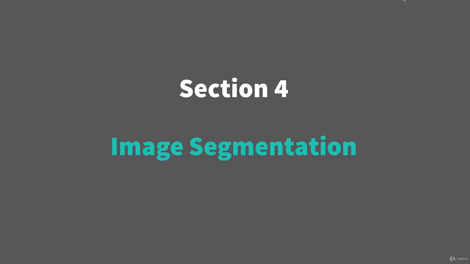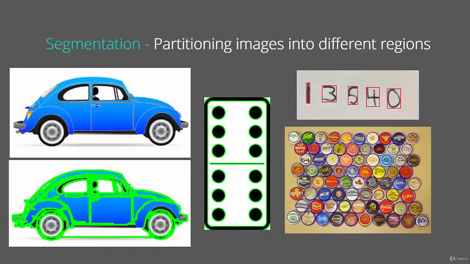Hi, and welcome to section 4, where you're going to learn about a very important topic in computer vision, and that topic is image segmentation. So what exactly is image segmentation? Simply put, image segmentation is a process by which we partition images into different regions.